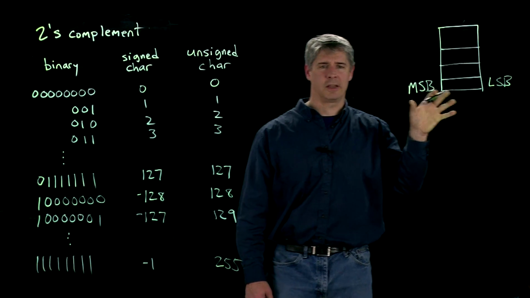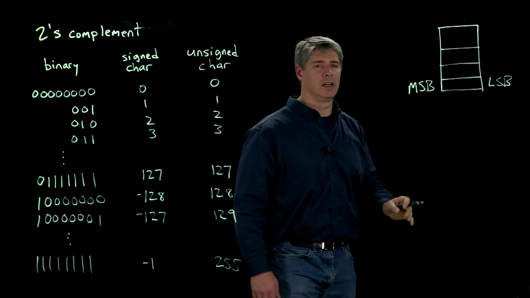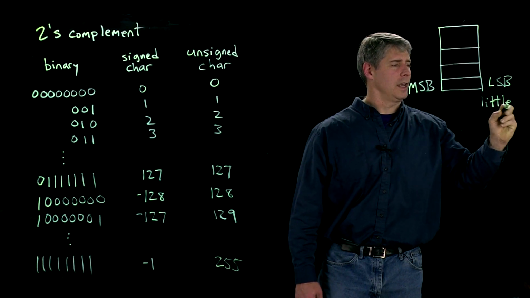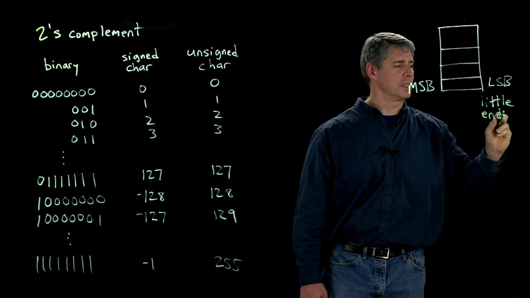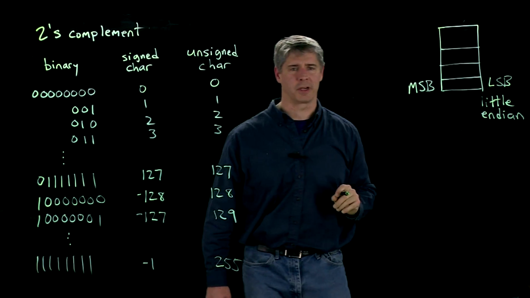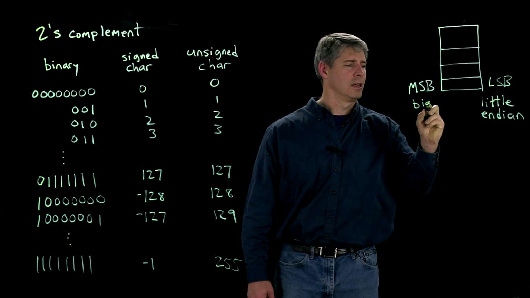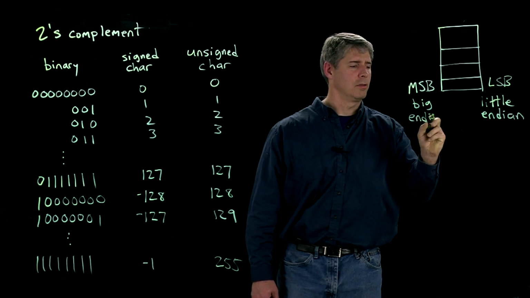And this choice is different for different implementations of C. If we choose this choice, then it's called a little endian representation. And this is what's used on the PIC32. And if we choose this one, this is called a big endian representation.